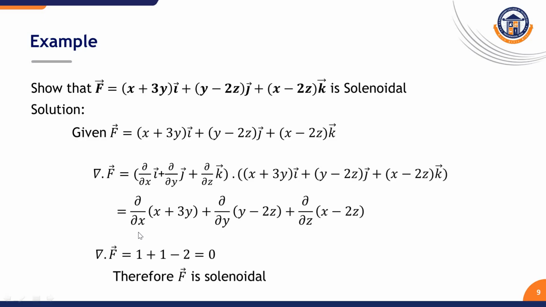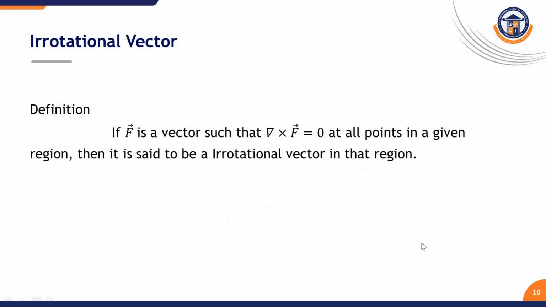Here differentiating partially with respect to x, we get 1. Next, y is constant, we get 0. For the second term, differentiating partially with respect to y, y is the variable so we get 1, and z is constant, 0. Next, differentiating partially with respect to z, x is assumed constant, 0, minus 2 times z differentiated, we get 1. So 1 plus 1 minus 2, we get 0. So del dot F vector equals 0, so the given vector is said to be solenoidal.